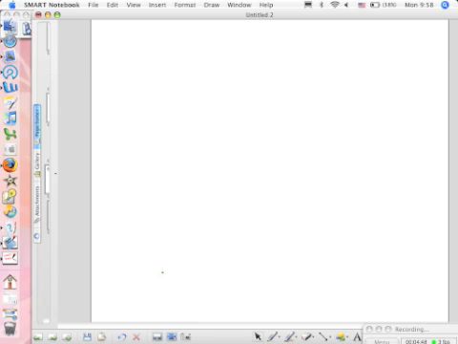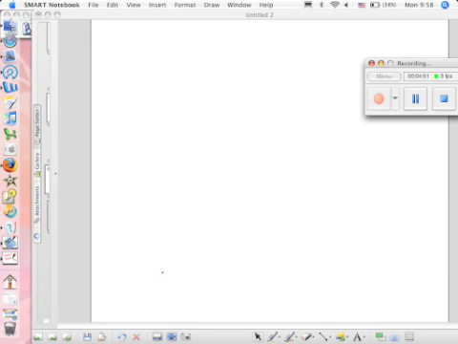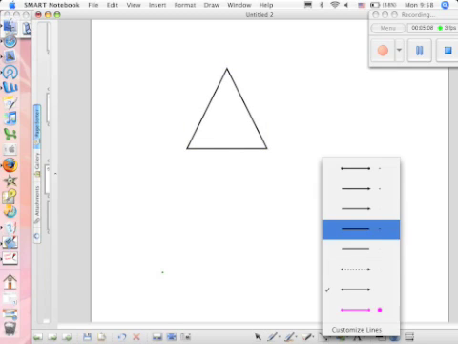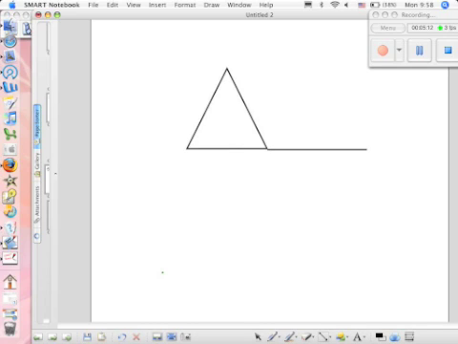On page 112, when we talked about triangles, looking at number 9, you have angles 1, 2, and 3. Let's throw a triangle up here.